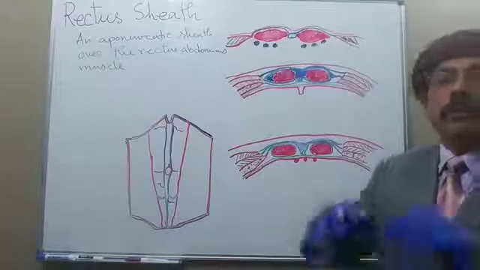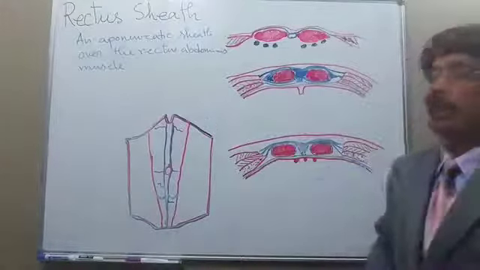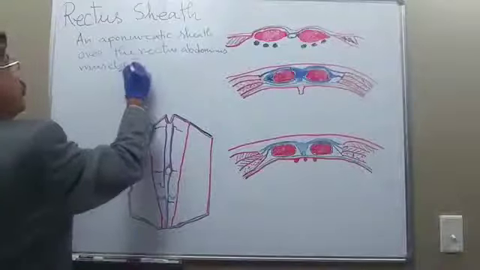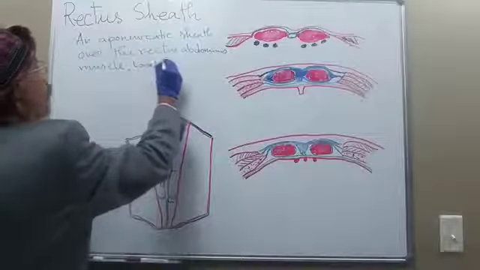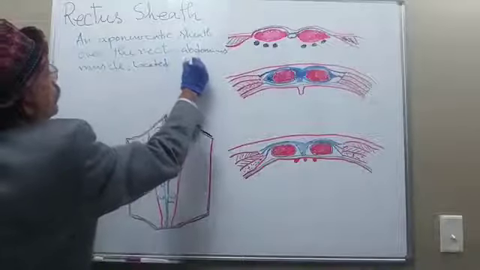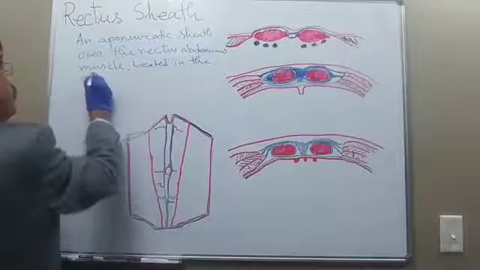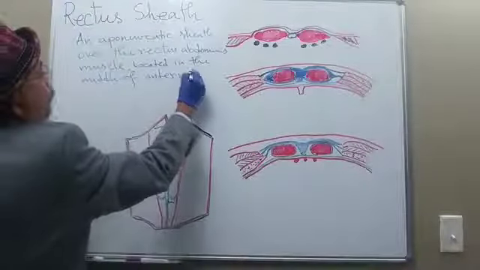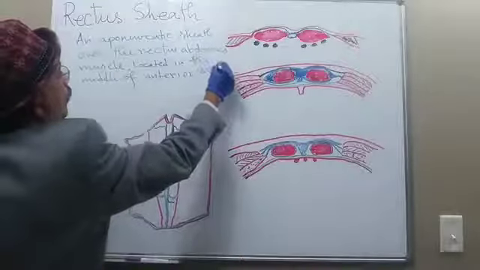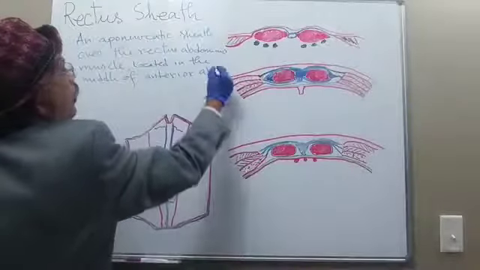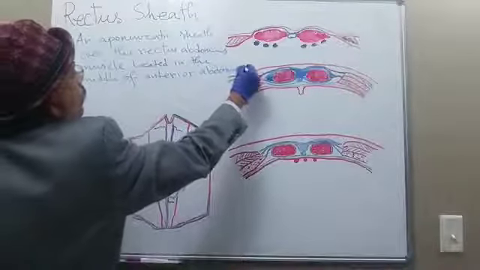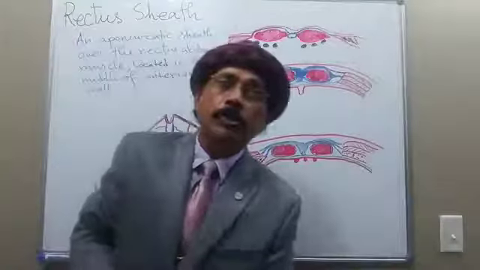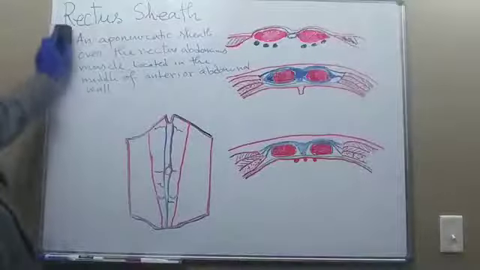Okay, so you got the definition of the rectus sheath. This is an aponeurotic or connective tissue sheath around the rectus abdominis muscle. Location: where is it located? It is located in the middle of the anterior abdominal wall. Okay, we got the location and the definition of the rectus sheath.